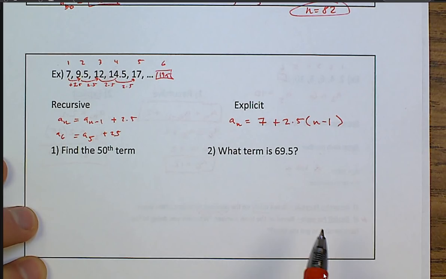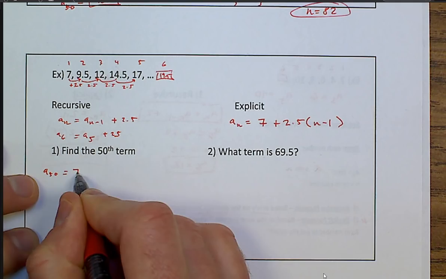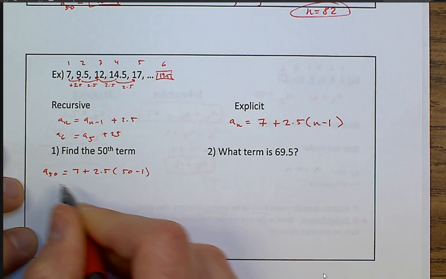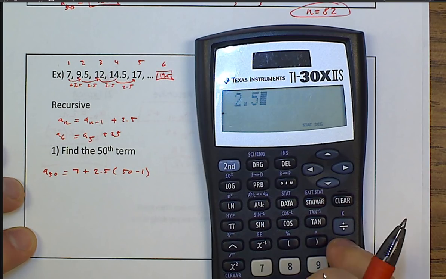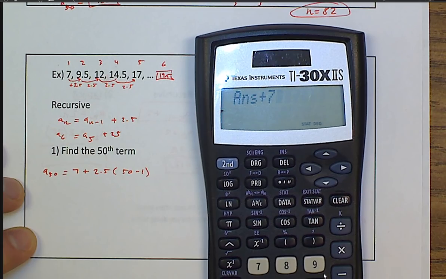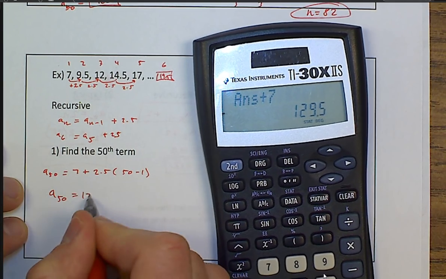So finding the 50th term, a sub 50 would equal 7 plus 2.5 times 50 minus 1. And so we just take our calculator out and go 2.5, we're going to times that by 49, hit equals. And then we're going to add that to 7, hit equals. So our 50th term, a sub 50, should be 129.5.